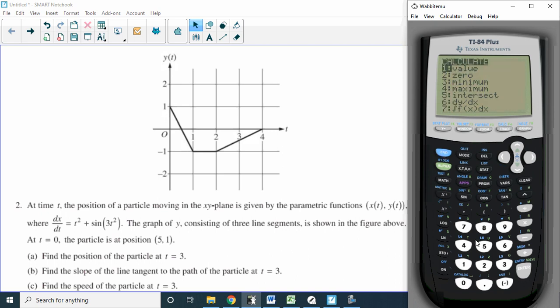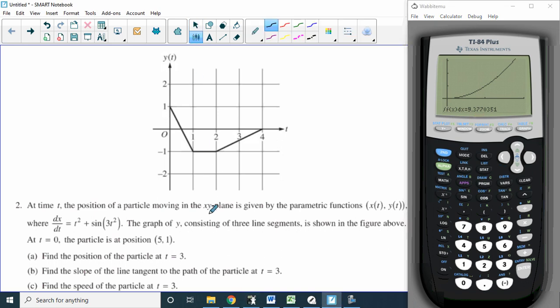So we want to integrate dx/dt starting at time 0 and ending at time 3. Gives us this, plus its initial position of 5. Tells us that it ends at 14.377. So the x value of that coordinate is 14.377. Probably should show some work on that.